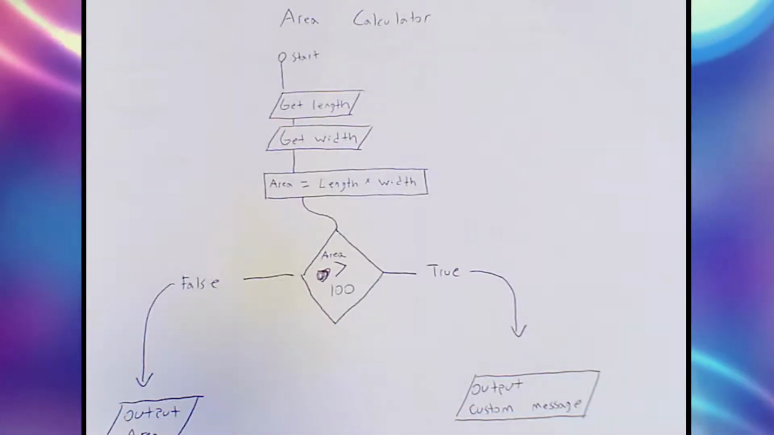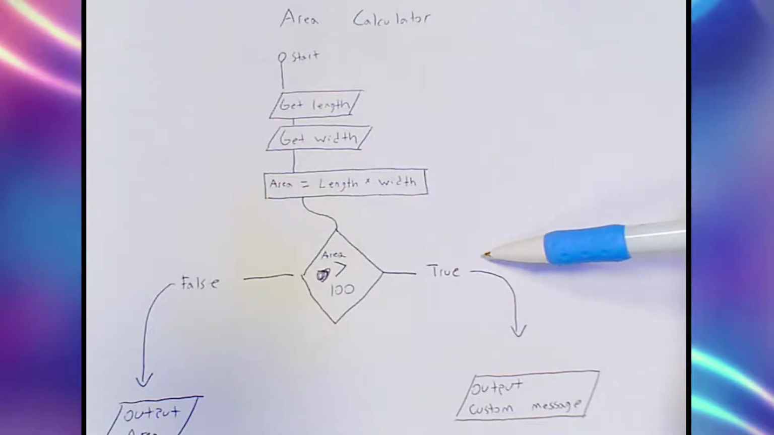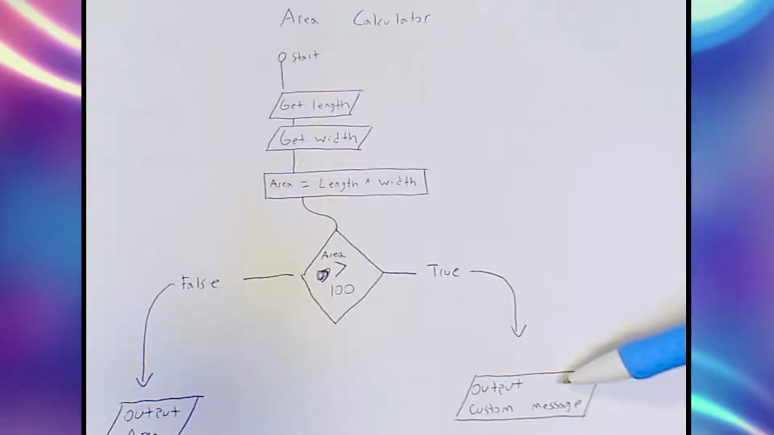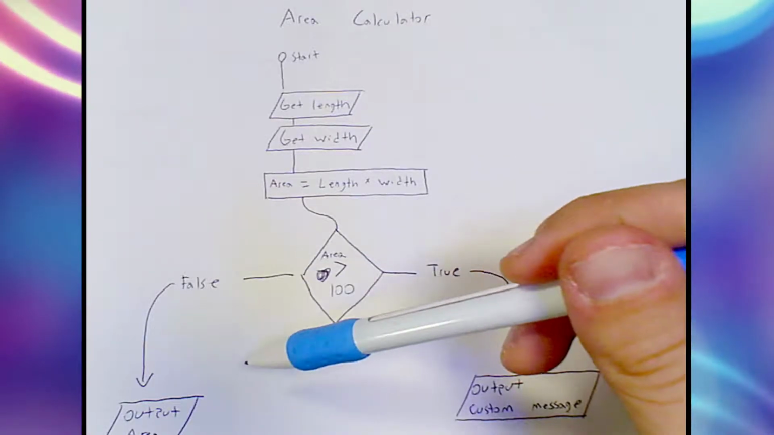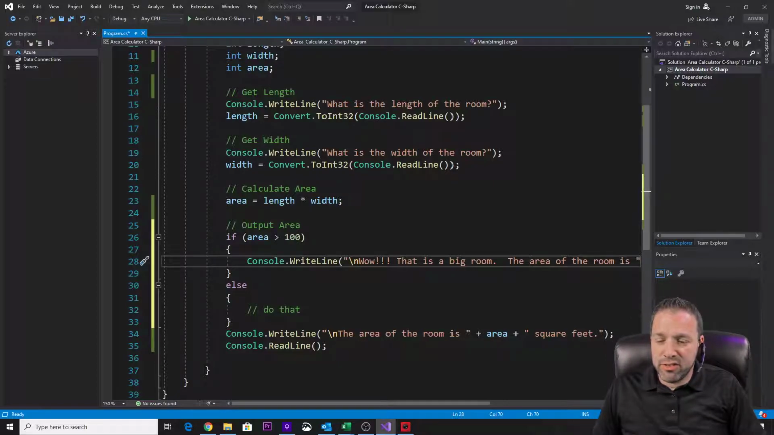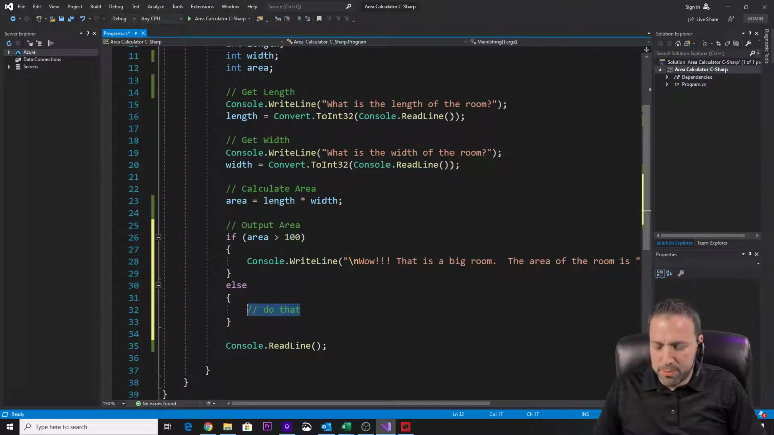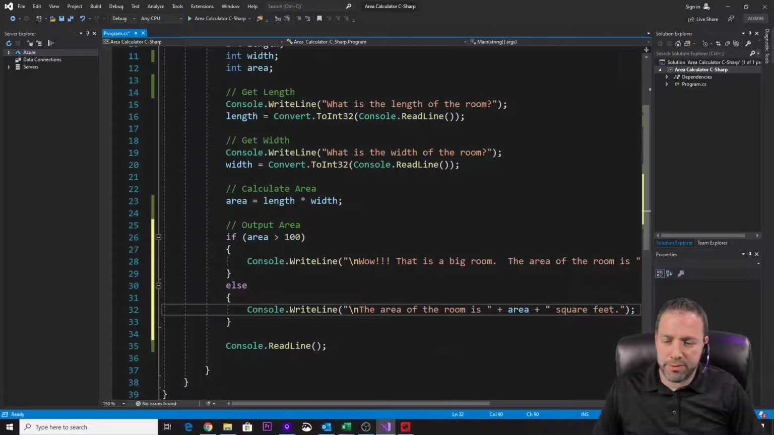So if you take a look at our flow chart over here, here we say if area is greater than 100. If that's true, then I'm going to output this little custom message over here. If it's false, I'm going to do something different. So let's keep going here. This is where it'll be false. So if it's false, I'm going to cut this, I want it to do the same thing that we were doing in previous weeks.